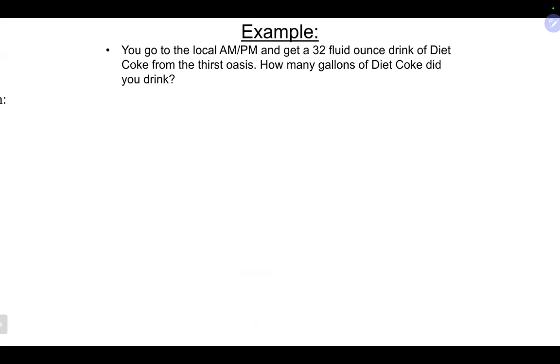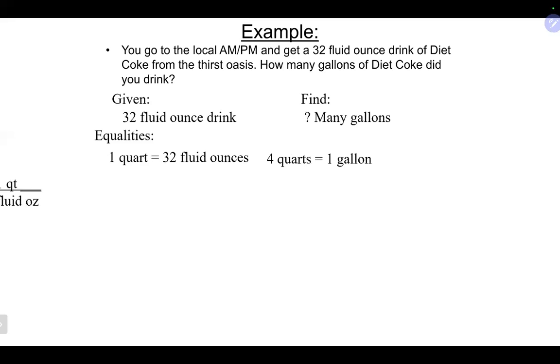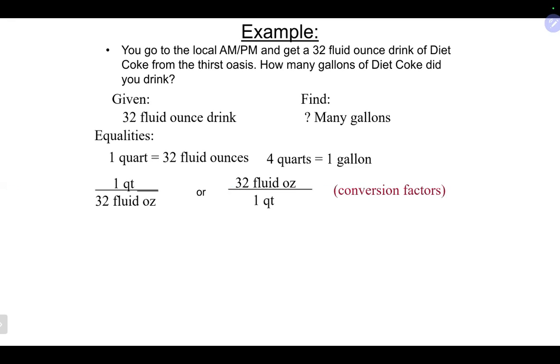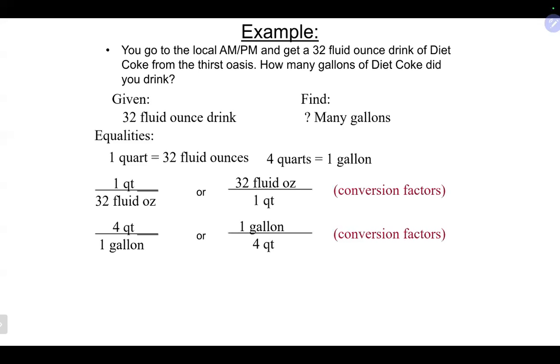All right, so let's try one here, or why don't you give it a try? Go to the AM PM, you get yourself a 32 fluid ounce drink of Diet Coke from the Thirst Oasis. Too much good stuff. How many gallons of Diet Coke did you drink? Here are some equalities and some conversion factors that might be helpful in this problem. So give it a second, set it up so you can see the units canceling, the dimensional analysis.